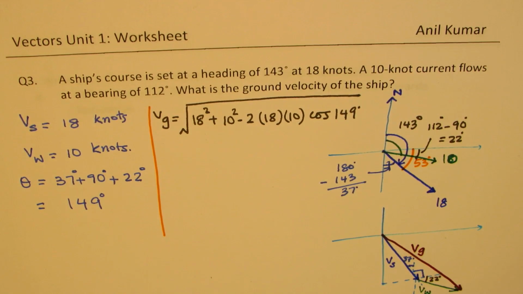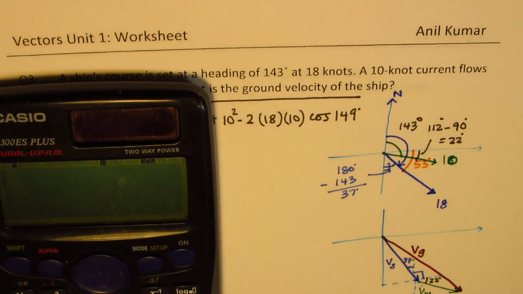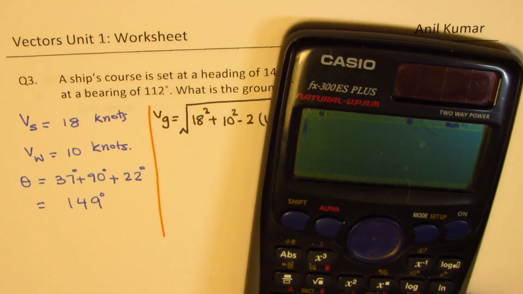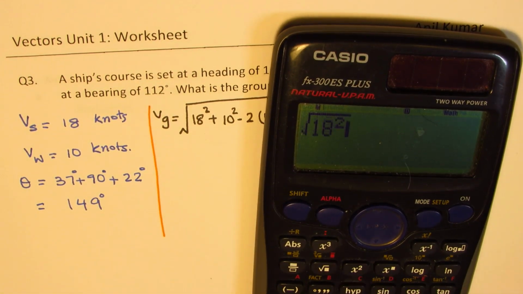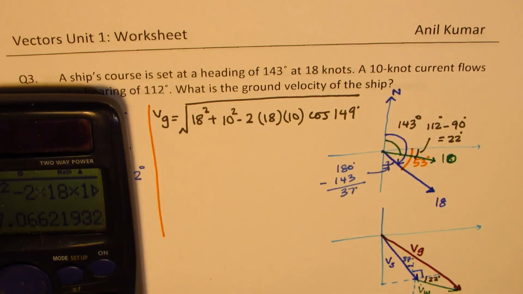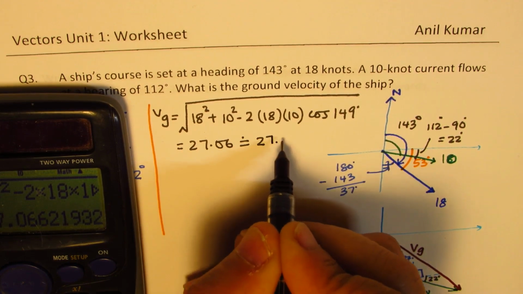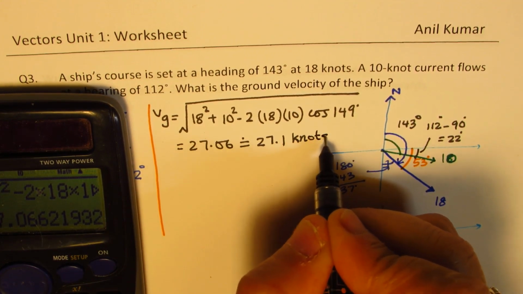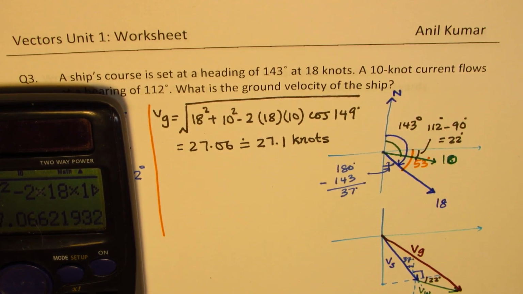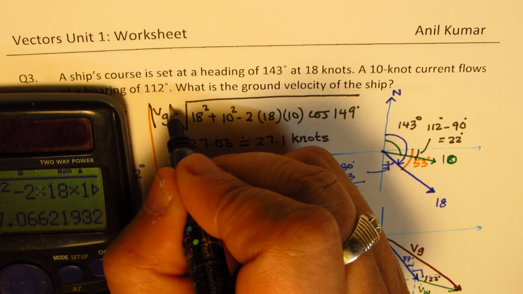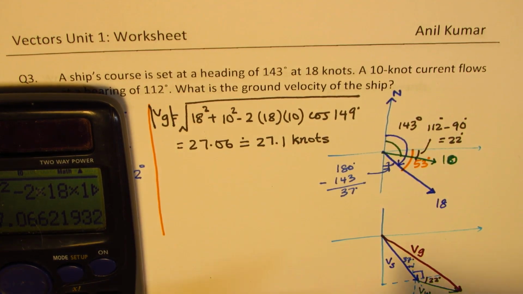So that becomes the component of resultant. So we have square root of 18 square plus 10 square minus 2 times 18 times 10 times cos of the angle 149. This value is 27.06, which we can approximate to 27.1 knots. So we have the magnitude of this, right? You can say magnitude, right? Okay, no problems. Now we need to find the direction.